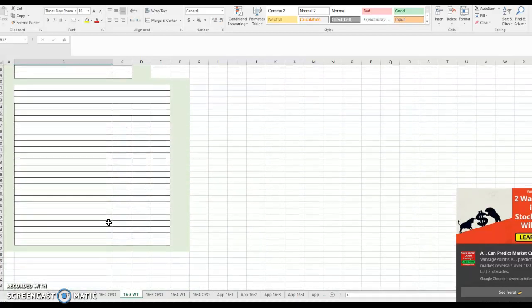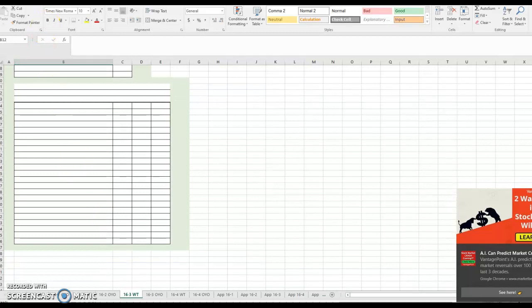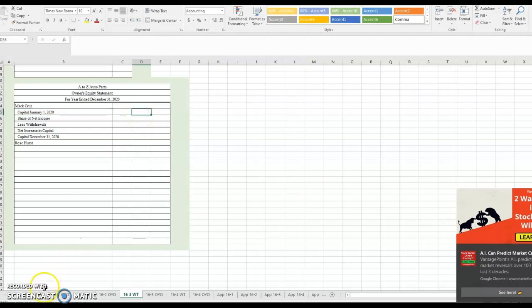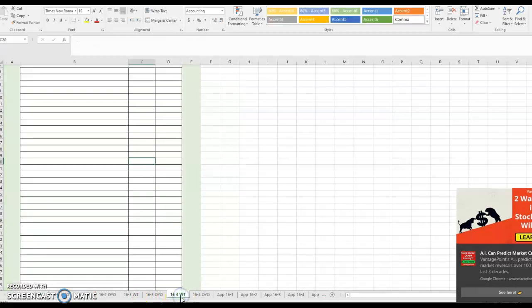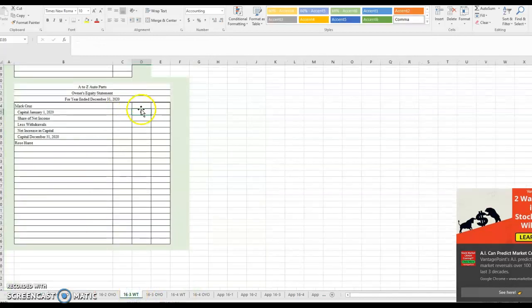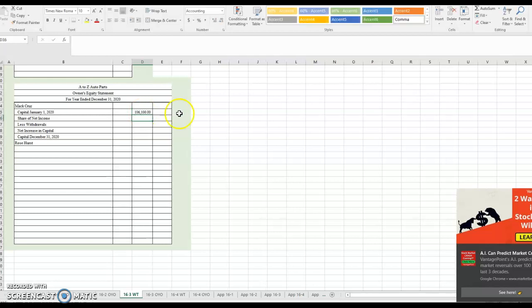Next, they want us to do an owner's equity statement. So let me put the heading on that and we'll do that. Okay, there was a lot of type there. So I have got Mark Cruz. His capital as of January 1, according to if I go back here, his capital starting the year is there, 106,100. So going back to 16.3, his capital was 106,100. I'm going to put that in the center column. I'm going to show you because I have to do all these calculations. So we're going to do a calculation here.